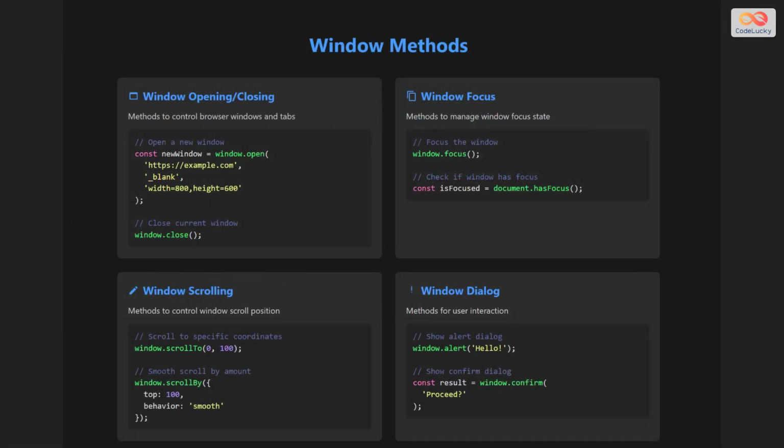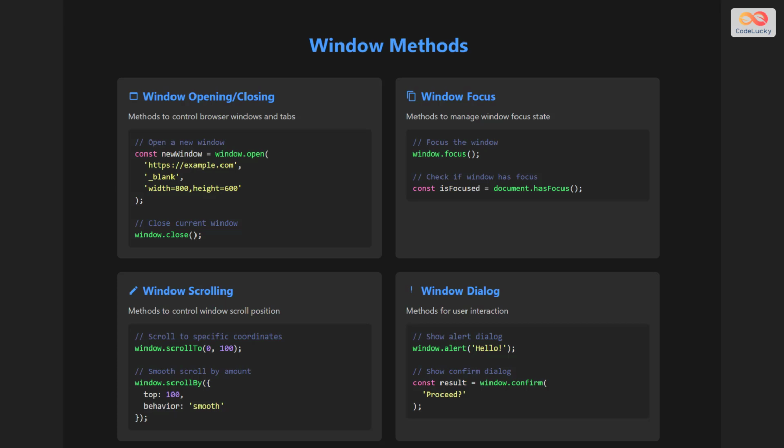The window object also provides several useful methods. The open and close methods allow you to control browser windows and tabs. For example, you can open a new window with the window.open method, specifying the URL and window features. You can also close the current window with window.close method. The focus method lets you manage the focus state of a window. You can bring the window to the front using window.focus, and check if the window has focus using document.hasFocus method.